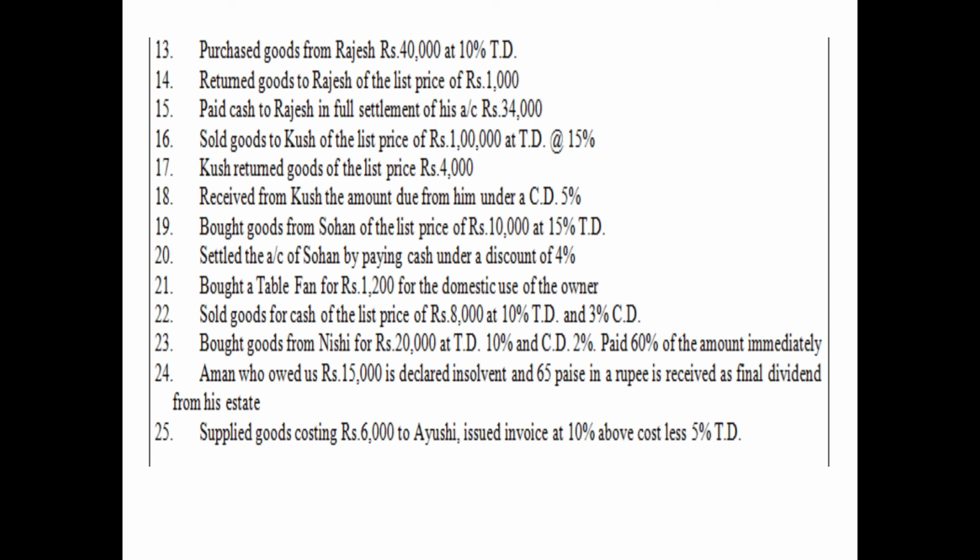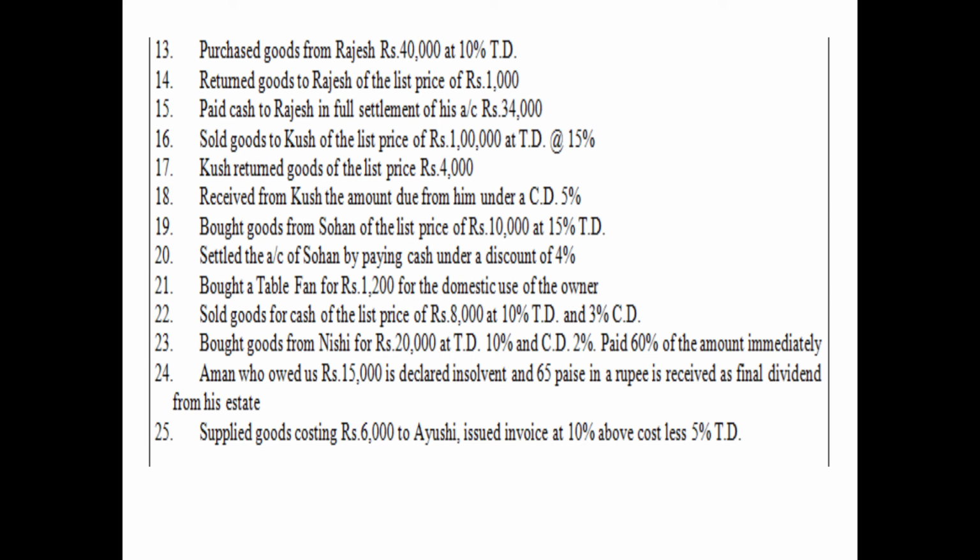So in this case the entry will be drawings account debited 1,200 to cash account 1,200, because in the case of asset, even if the word cash is not given, we assume it to be in cash unless and until it is specified that these are on credit.